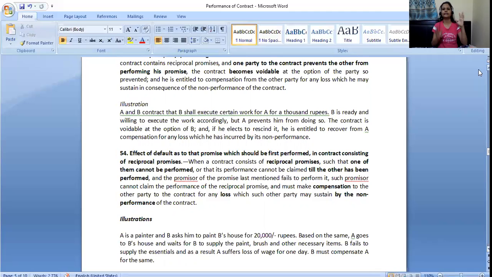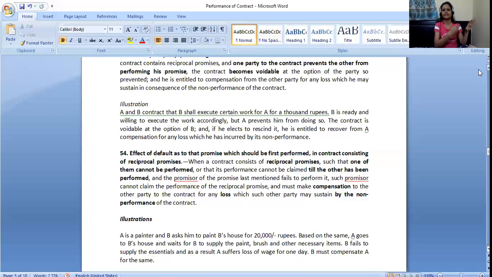Take for example, there is a contract between you and me where there are 4 reciprocal promises. Until and unless you do the first one, the remaining ones cannot be performed. You fail to perform this first one. So what will be the consequences? Like hiring a person to get the painting done. What is the first thing that should be done? You should give him the directions. You should give him the necessary things, but you fail to do that.